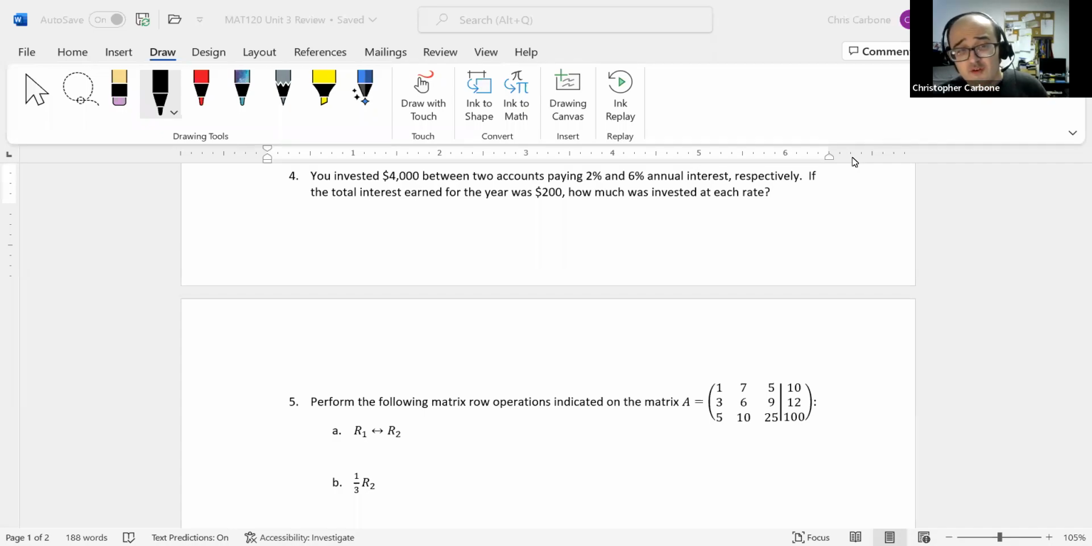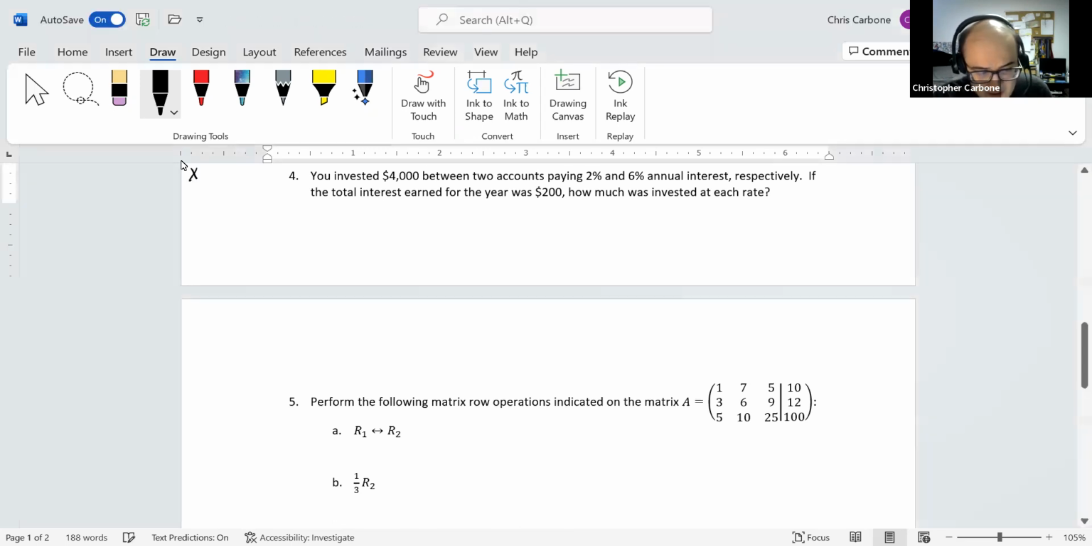This is question number 4 of our linear systems review. I have you invested $4,000 between two accounts paying 2% and 6% annual interest, respectively. If the total interest earned for the year was $200, we want to know the amount of money invested at each rate. So let's call X the money invested at 2%, which means Y is going to be the money invested at 6%.